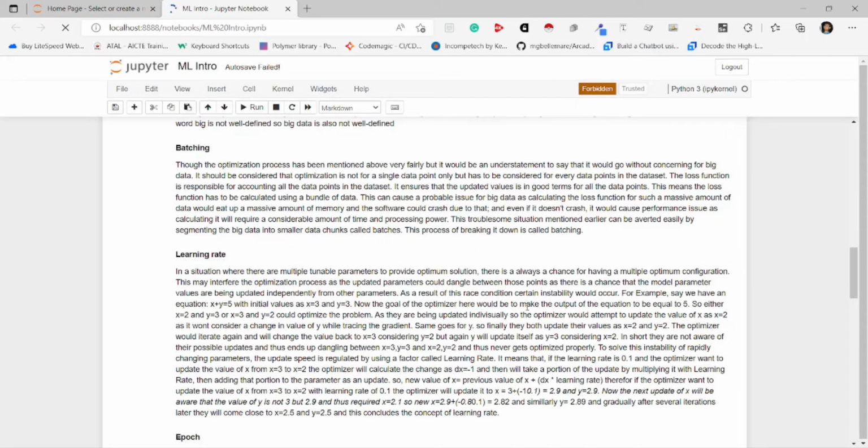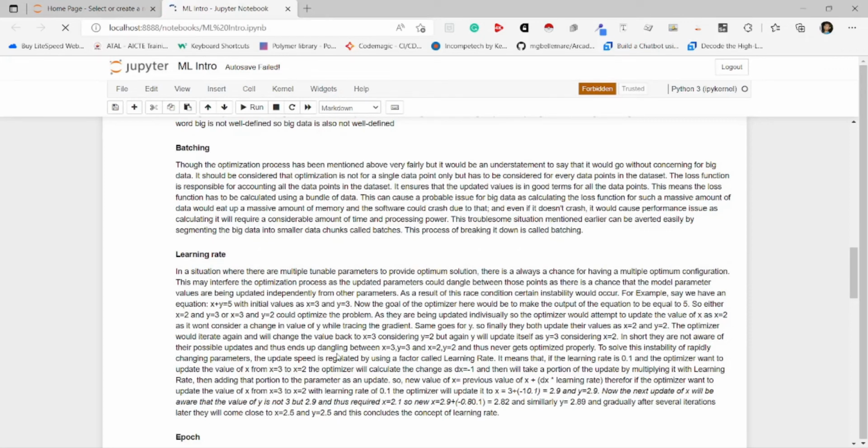For example, say we have an equation x plus y equals 5 with initial values x equals 3 and y equals 3. Now the goal of the optimizer here would be to make the output of the equation equal to 5. So either x equals 2 and y equals 3, or x equals 3 and y equals 2 could optimize the problem, as they are being updated individually. So the optimizer would attempt to update the value of x as x equals 2, as it won't consider change in the value of y while tracing the gradient. Same goes for y. So finally they both update their values as x equals 2 and y equals 2.